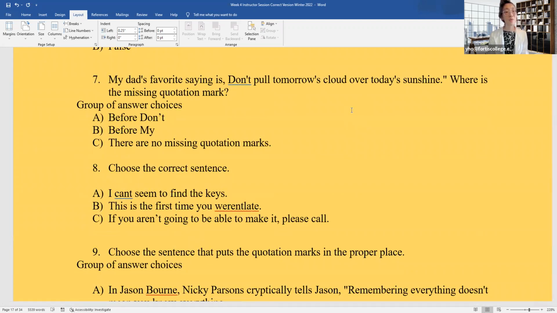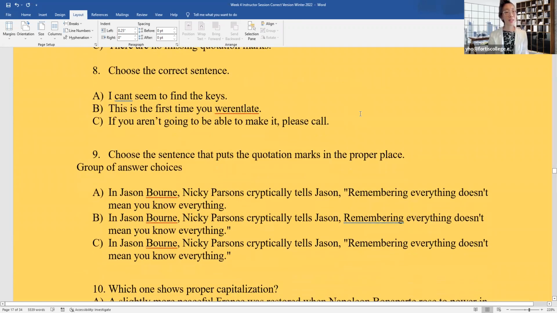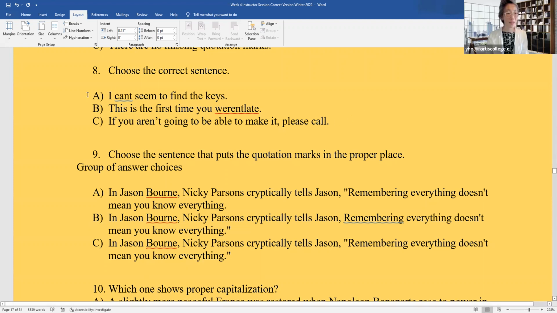Where is the missing quotation mark? Before don't, yes. Choose the correct sentence. I can't seem to find the keys. This is the first time you weren't late. If you aren't going to be able to make it, please call. C, yeah, because all of these are missing the apostrophes. And these have words that are just together, but then autocorrect would correct it. So anyway, yes, C.